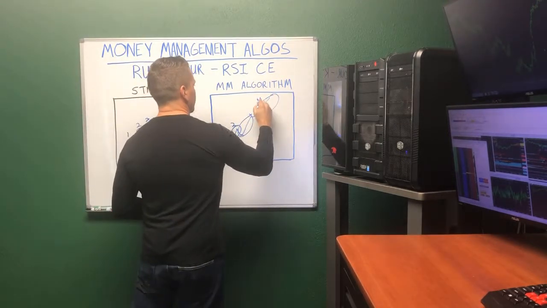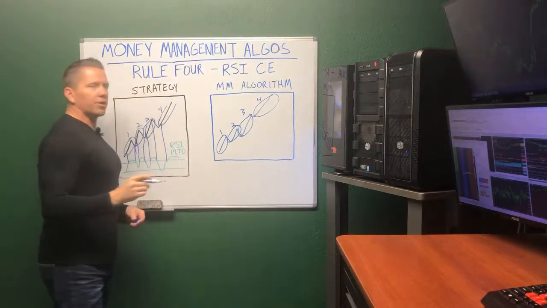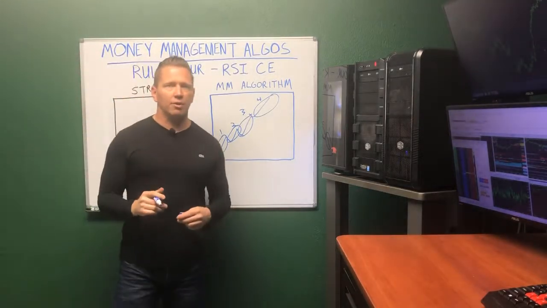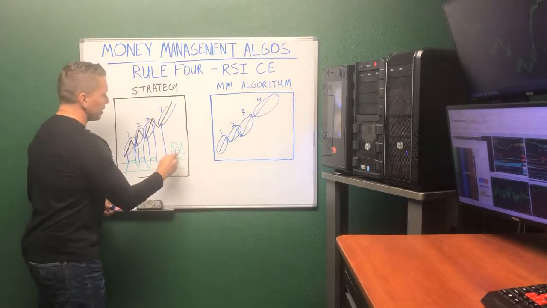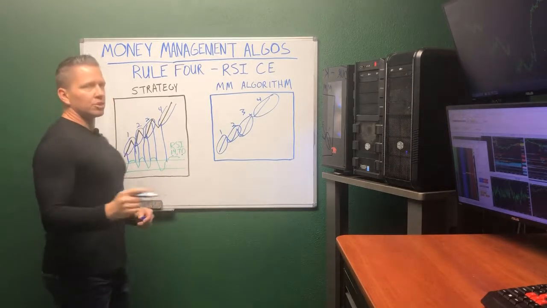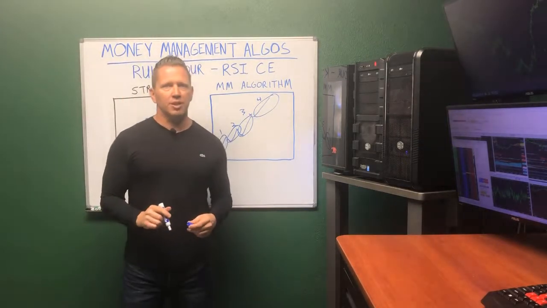And so this is the theory behind the RSI. The default values are 14 and 70, and those rules can be updated in the inputs of the money management algorithms.